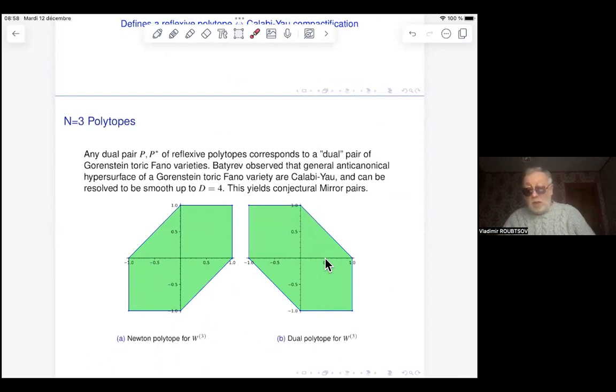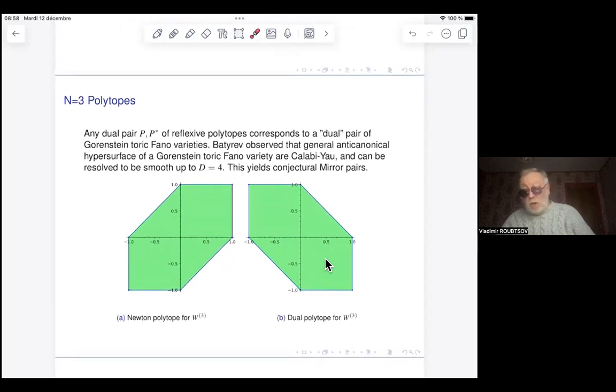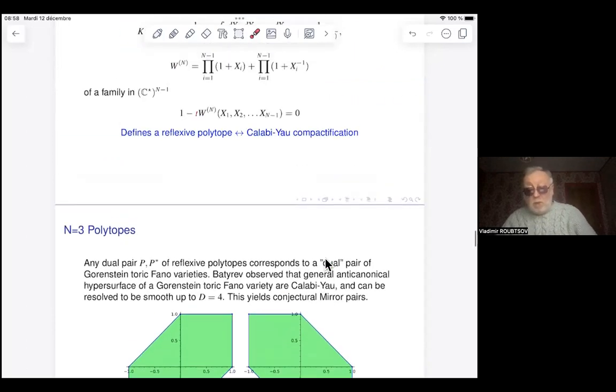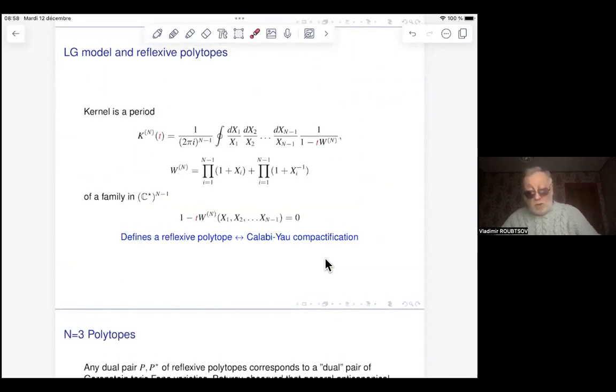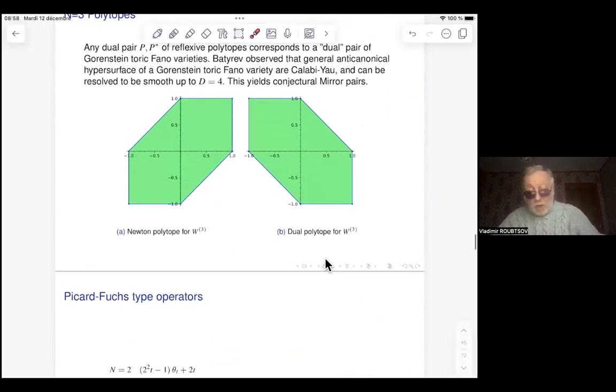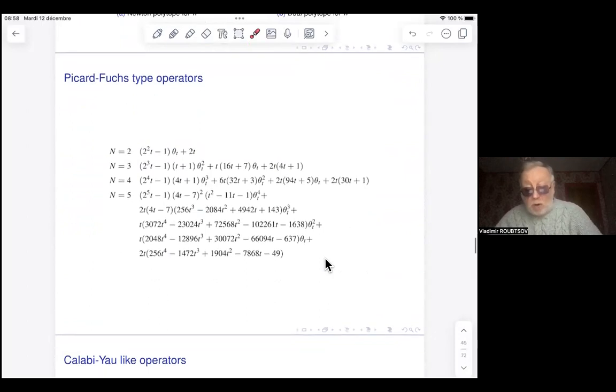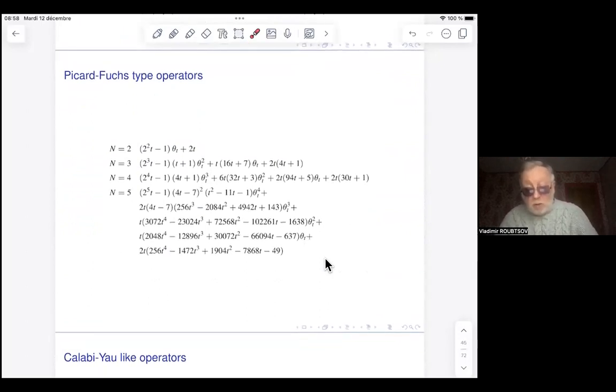It means just that this is a partial case of the general Batyrev theorem about an anticanonical hypersurface for a Gorenstein type toric Fano variety, I mean, with Gorenstein singularities. And it can be resolved to a smooth Calabi-Yau variety. So this is an explicit relation with our kernel for n equal to 3, and it is checked. And then our miracle. Now I'll go to the miracle.